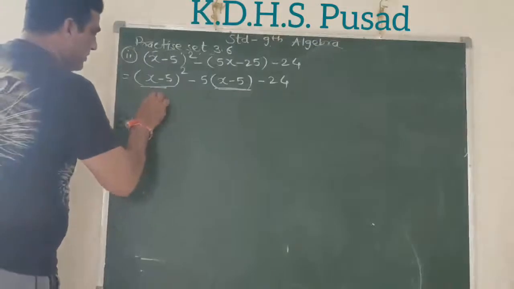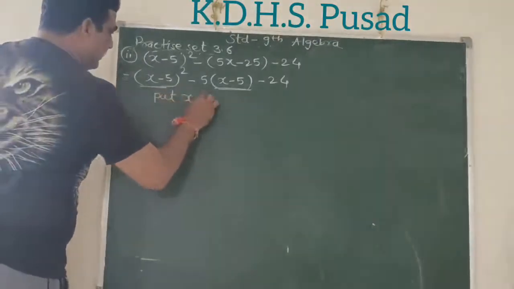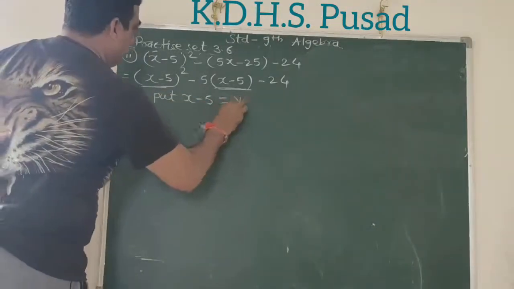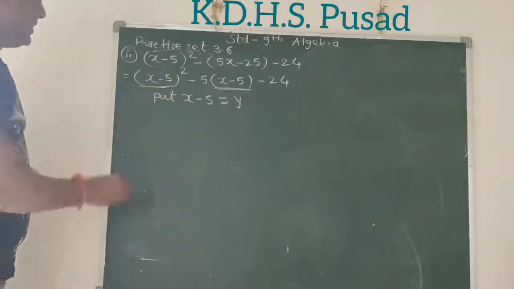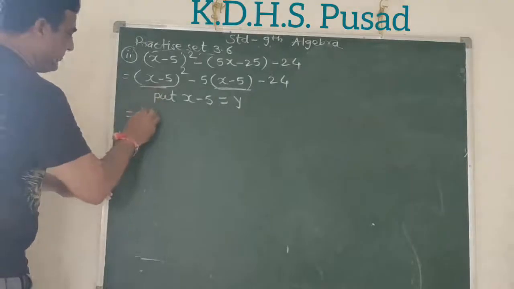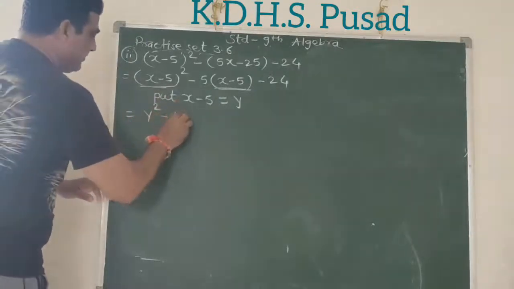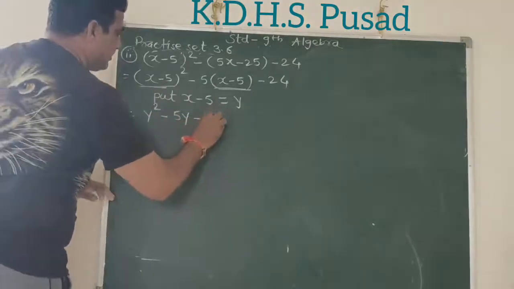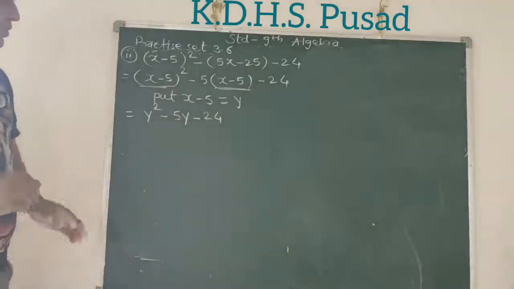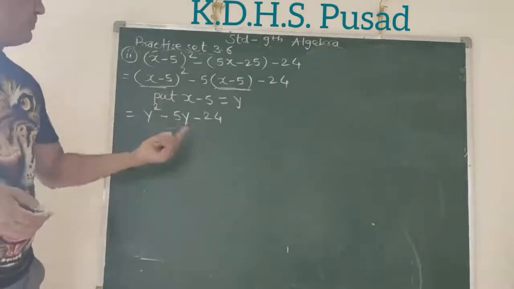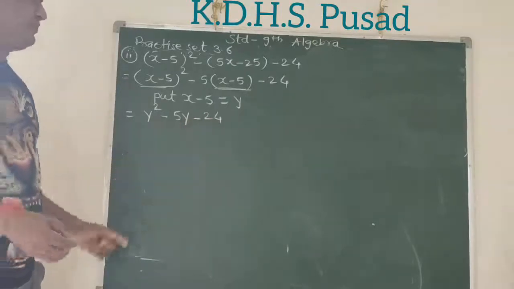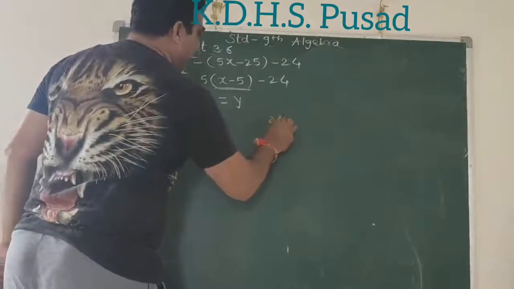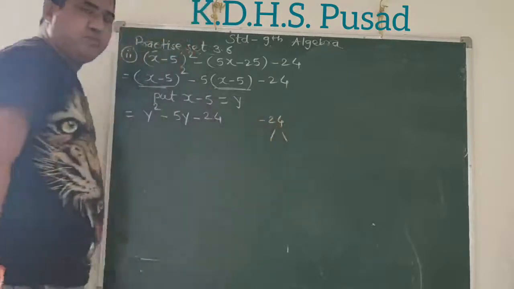So put x minus 5 equal to y. You can take a, b, c, d, m, any small letter. Now here that is y square minus 5y minus 24. Now we want two numbers whose product is 24 and subtraction is 5. Product 24 and subtraction 5.